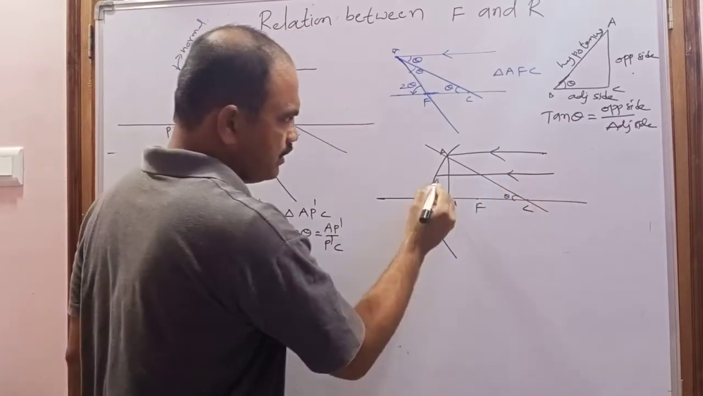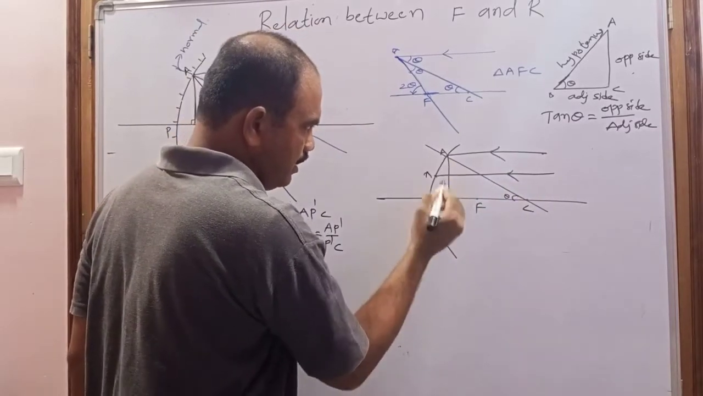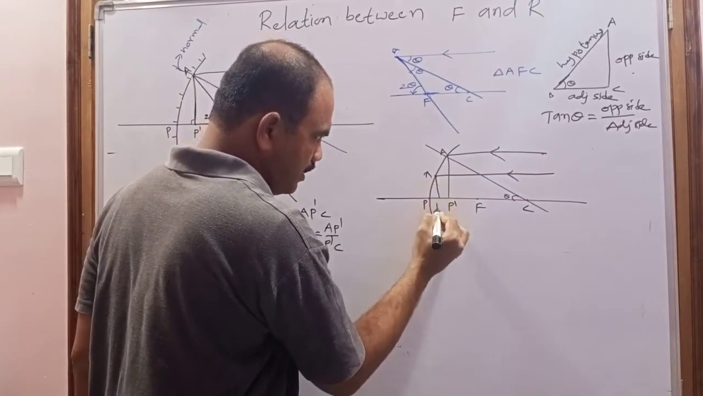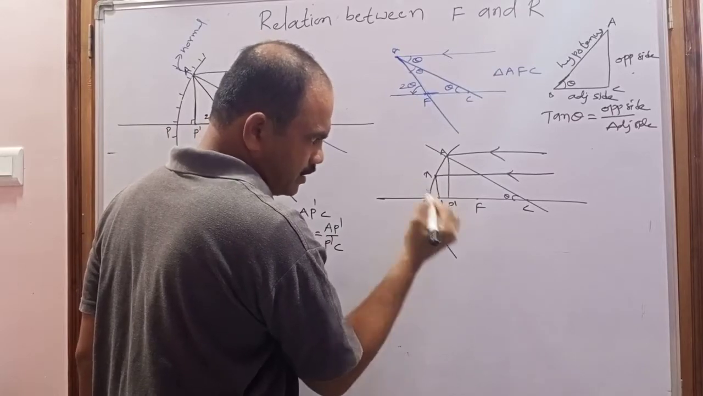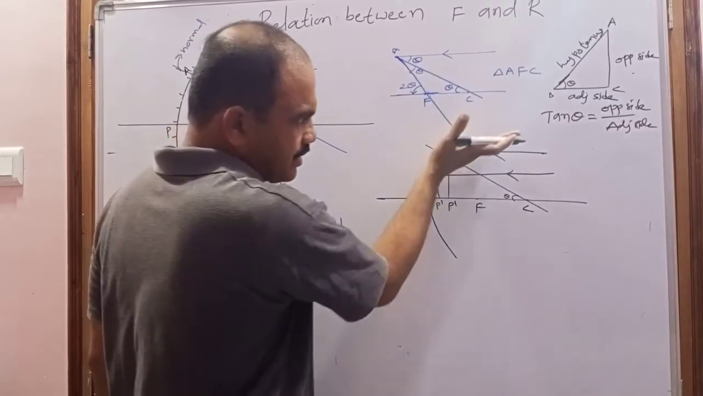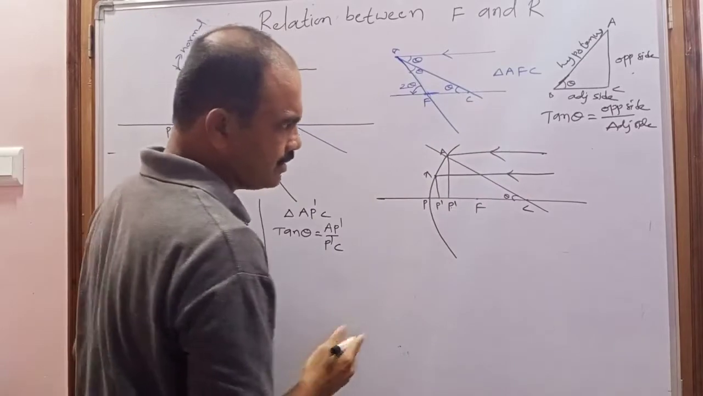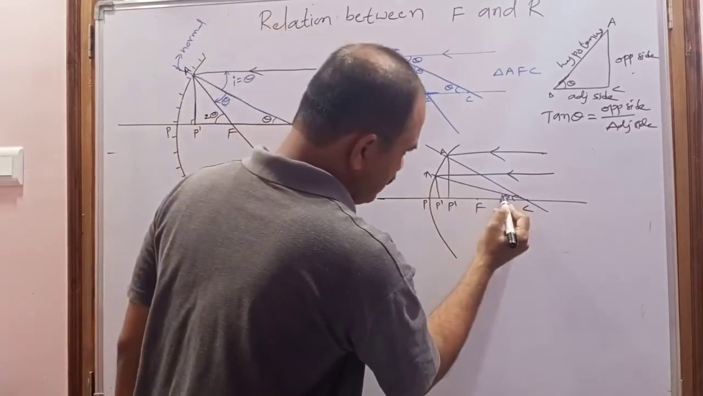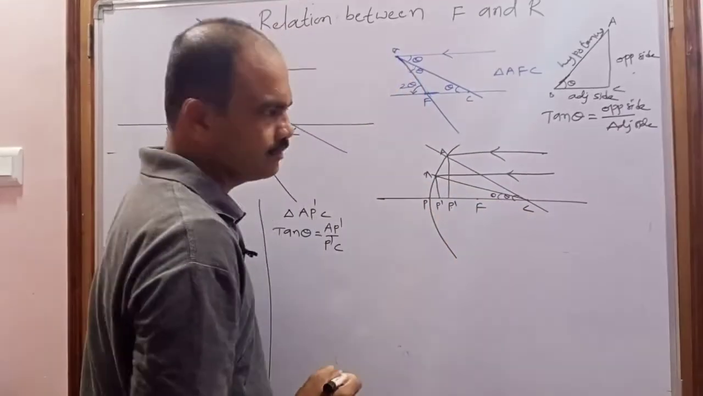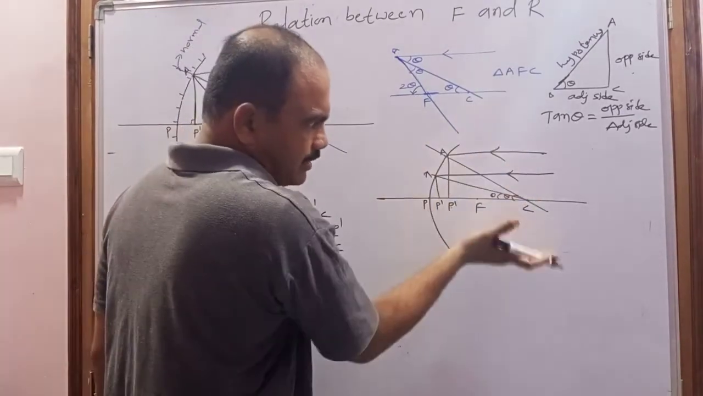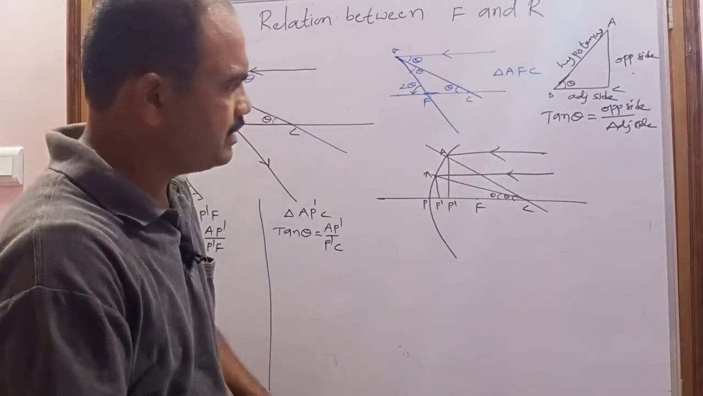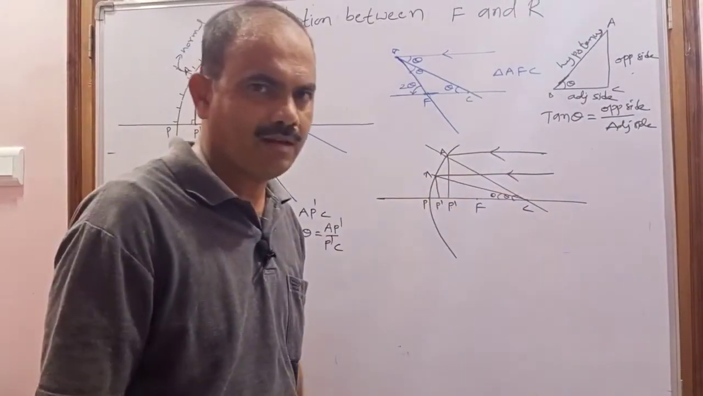So what is happening? The point of incidence comes to here, and now this P' moves from this place to this place. And when this incident ray approaches the principal axis, this angle also decreases. Such rays, which are very near to the principal axis, are called paraxial rays.